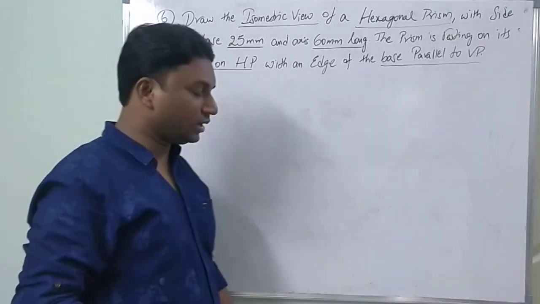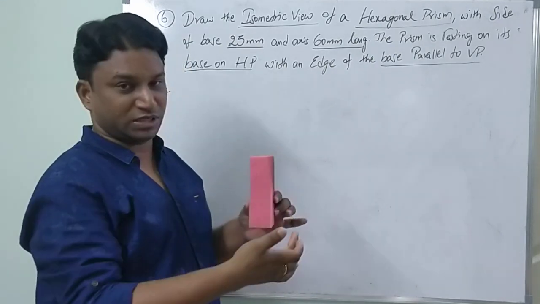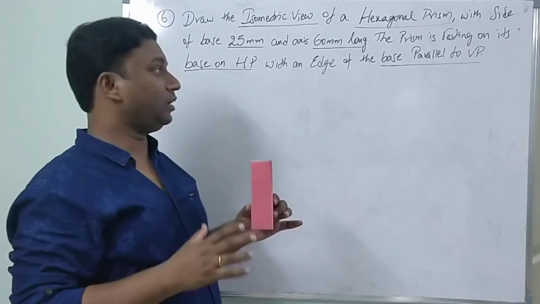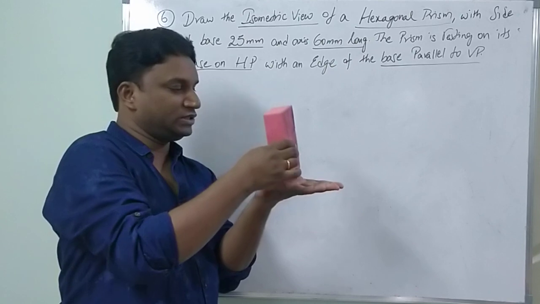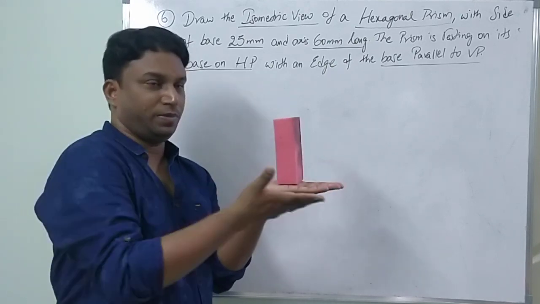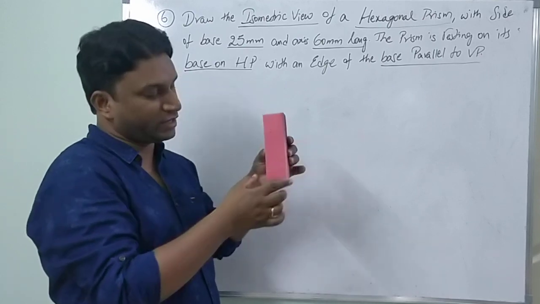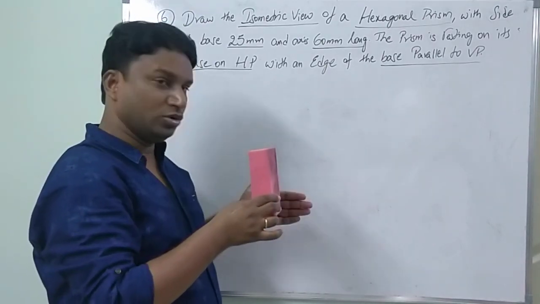Hope you analyze the hexagon. We will have 6 edges or 6 base sides. Now, what is it telling? Prism is resting with its base on HP, one base is on the horizontal plane. Now, with an edge of the base parallel to VP. Edge of the base means this is one edge. One edge is parallel to VP.